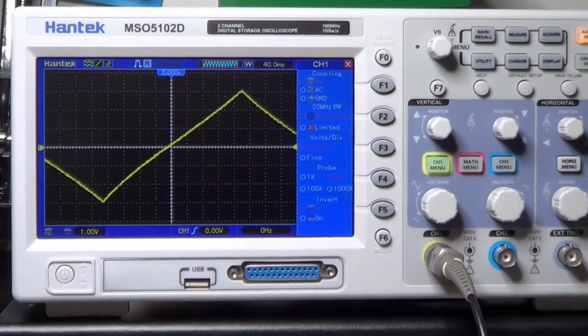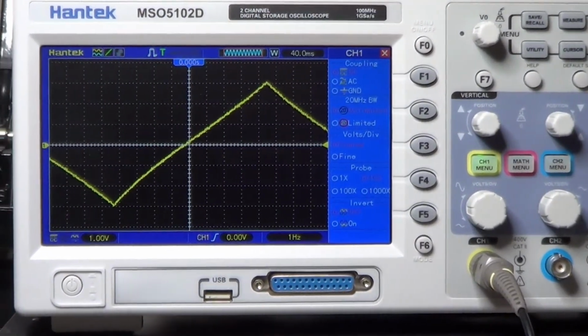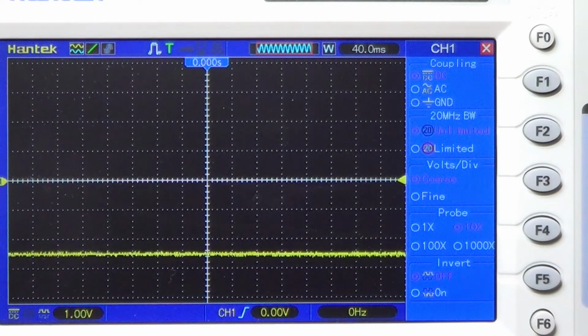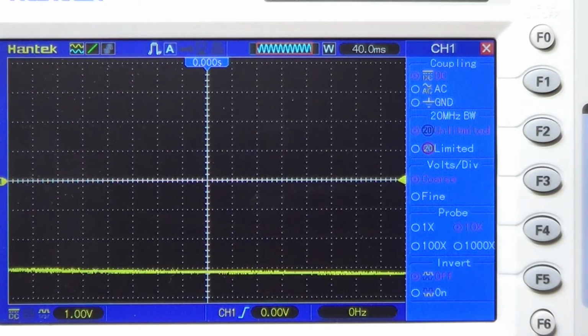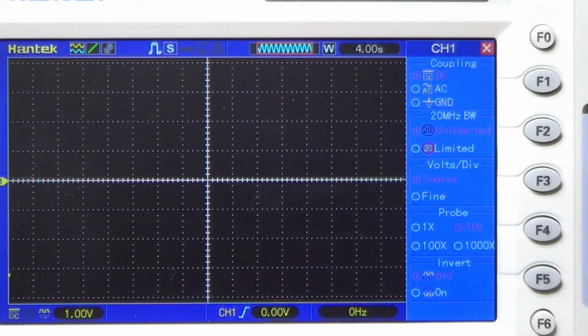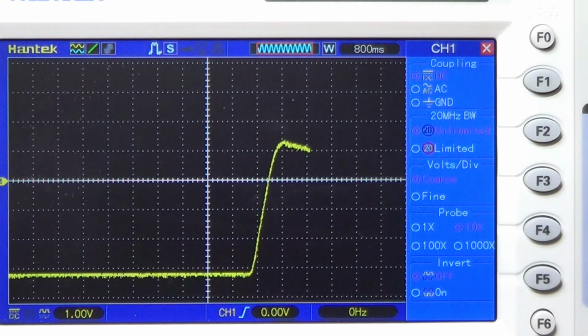So this is our triangular wave, and right now the potentiometer is all the way to the left. There is not much we can see from here, but let me adjust the time base of the oscilloscope so you can see actually what is going on. I'm putting it to 800 milliseconds, that should be enough. Let's increase a little bit the potentiometer here.